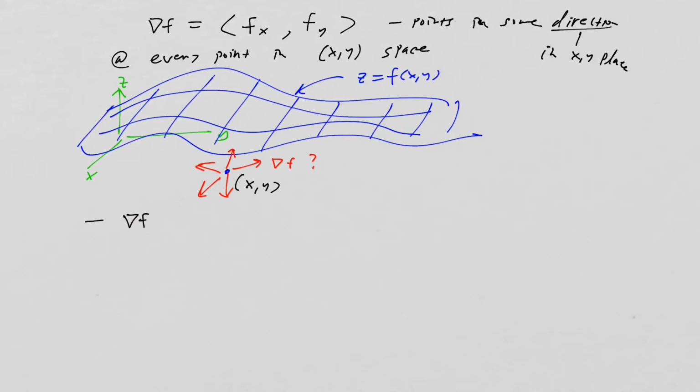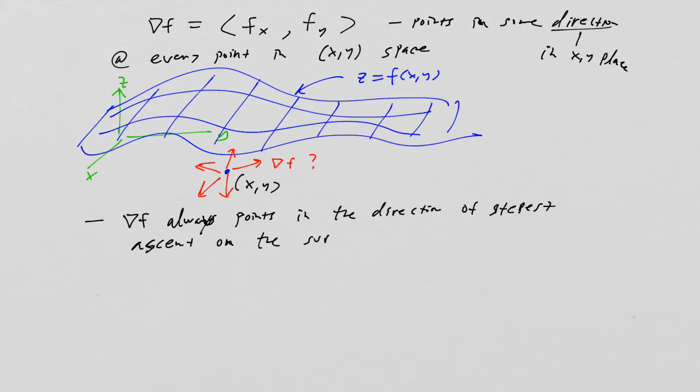So grad f always points in the direction of steepest ascent on the surface of z equals f of x comma y.